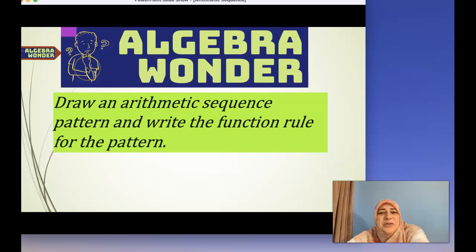So now it is going to be your time for Algebra Wonder. Draw an arithmetic sequence pattern, like how I did the stars, make your own, and write the function rule for this pattern. And go ahead and share it with your classmates, with your family, and enjoy the math.